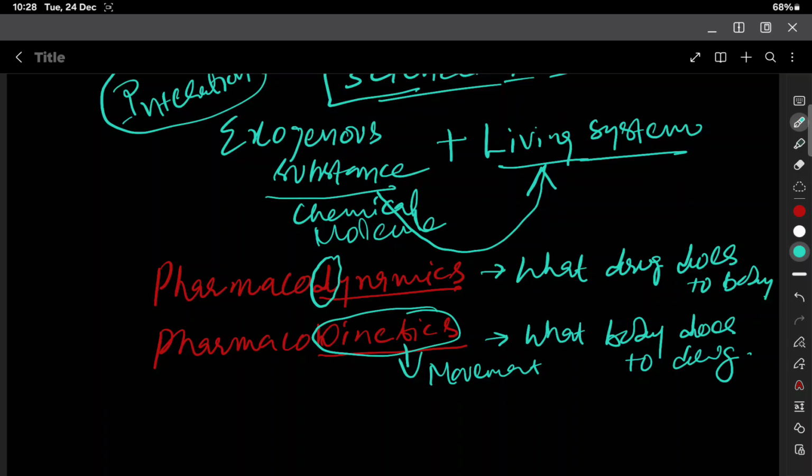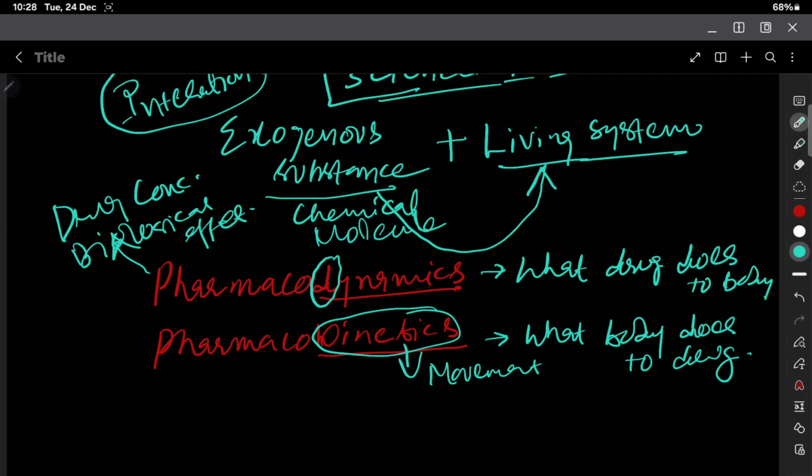So the basis of pharmacology starts from here, that means dynamics and kinetics. You have to understand both these terms. Dynamics means what the drug does with the body. So we study here the relationship between drug concentration and biological effect. The concentration of the drug and the biological effect will be mainly studied in dynamics. Then there is kinetics. We will study these two things later in detail.